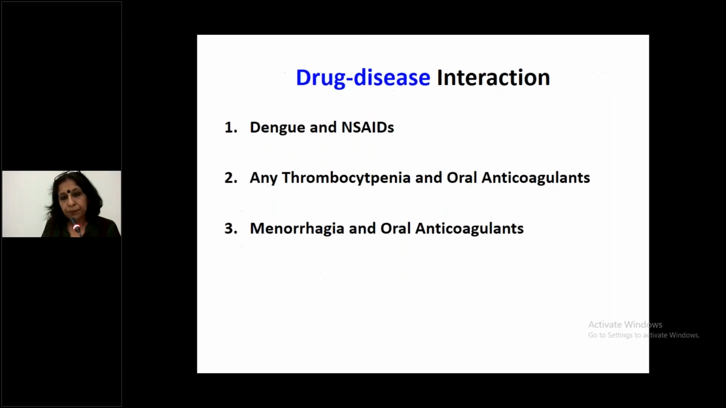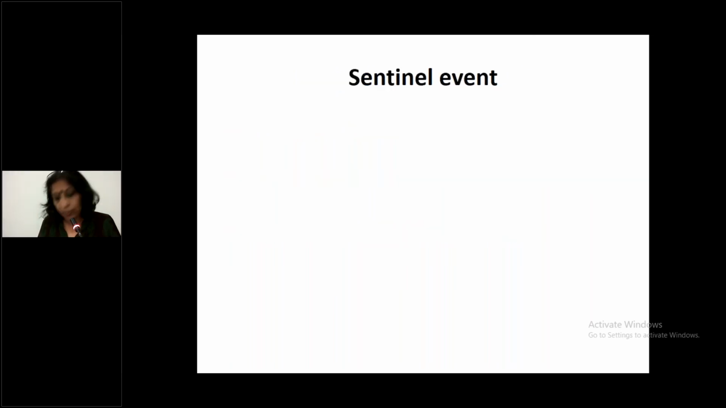Likewise, drug-disease interactions, something which still a lot of people lapse with: in monsoon fevers, people start having NSAIDs for their fevers, not realizing that this may be dengue, and they come with bleeding. Sometimes it is fatal. A patient with pre-existing thrombocytopenia is given an oral anticoagulant. Menorrhagia being treated by the gynecologist, cardiologist, cardiothoracic surgeon or neurologist giving the patient oral anticoagulants. So there are deadly interactions between the two.